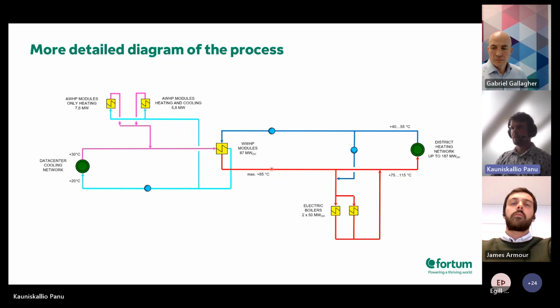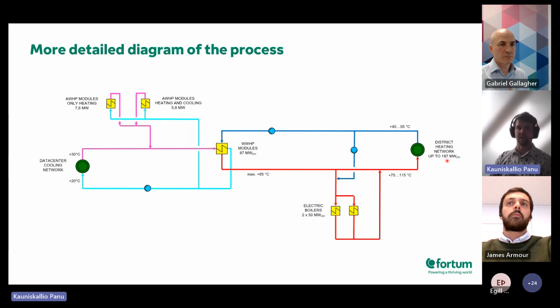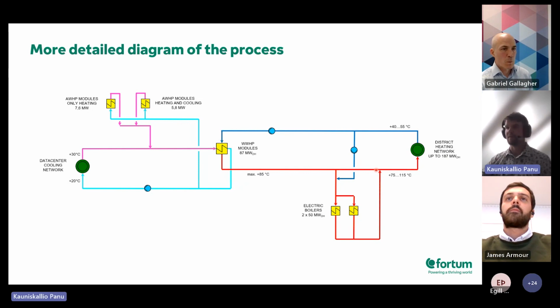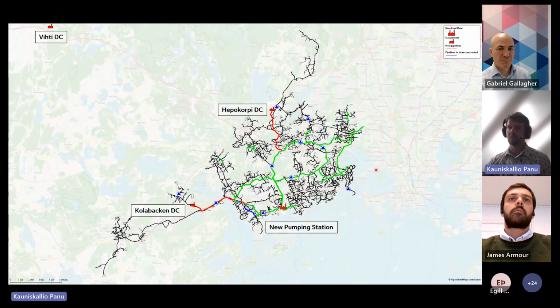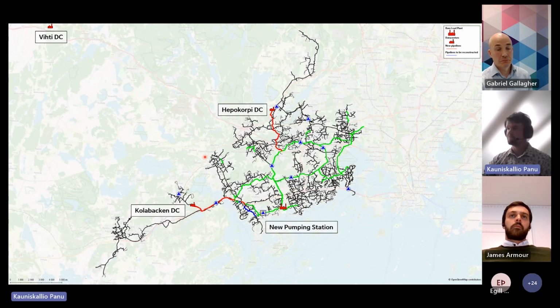And given this, the total district heating output can be up to almost 190 megawatts per data center or per heat pump facility. And as I showed earlier, there will be 2 of those. So total output from both of these is almost 400 megawatts.